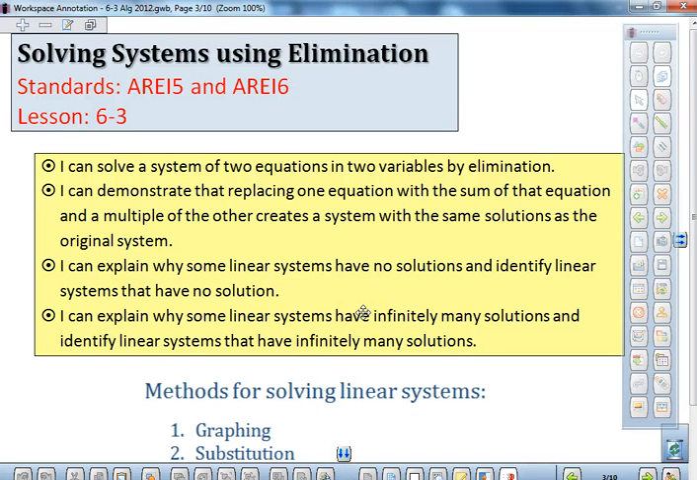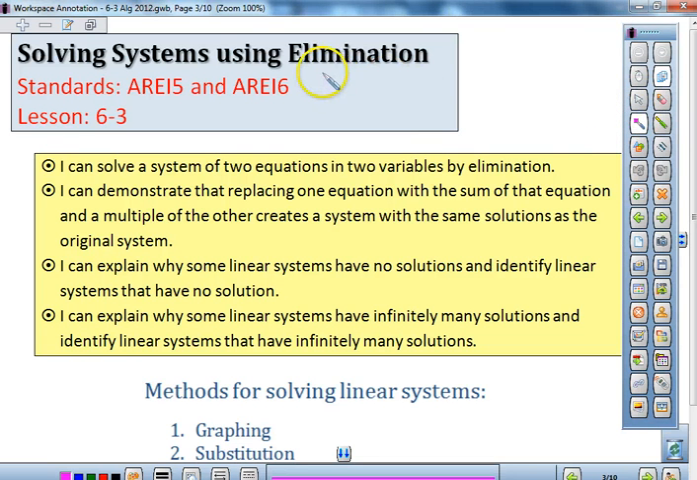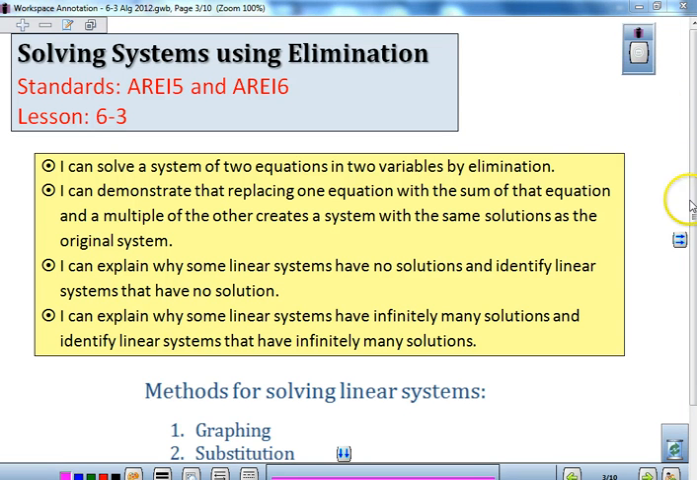We've now had a couple of days of working with systems of equations using substitution. We are now going to use the third method, which is elimination. So, thinking about all the I can statements for this chapter, I can solve two systems of variables using elimination. Today we're going to learn that.